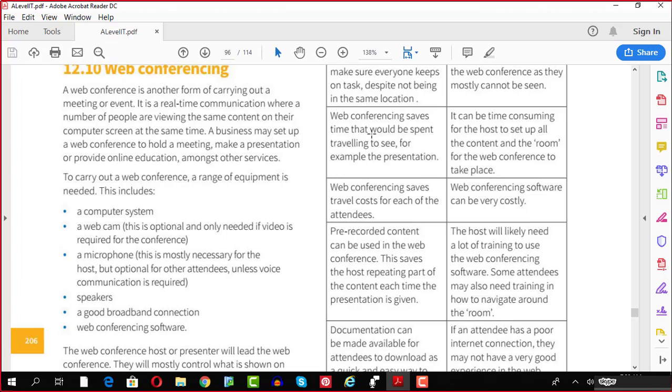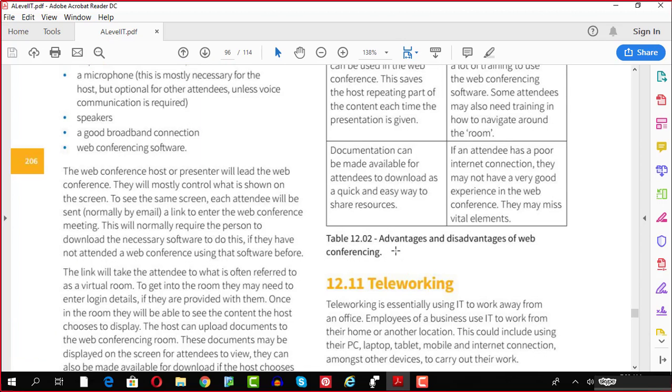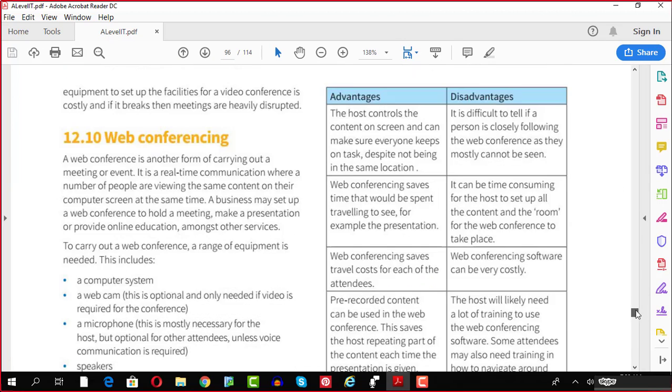Okay, web conferencing saves time, and obviously, again, the same advantage as video conferencing. So lots of points of video conferencing will again come. Web conferencing saves travel costs. Same point.